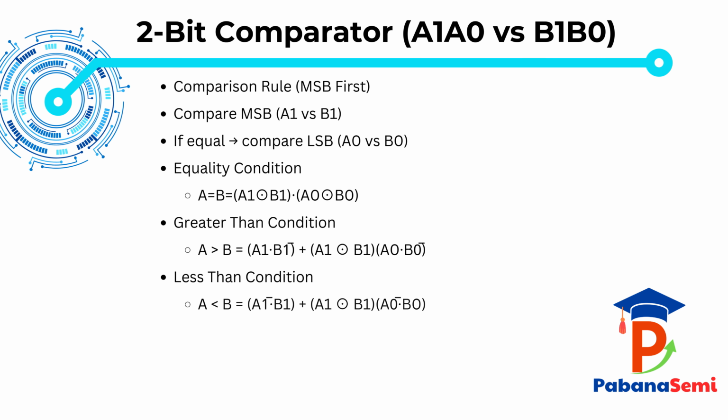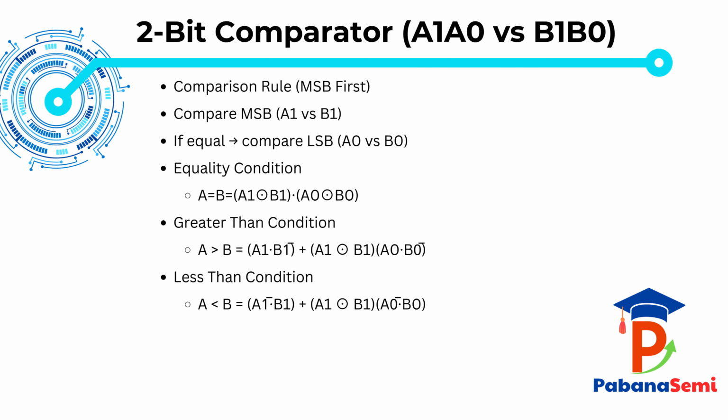Let's extend the concept to a 2-bit comparator, comparing A1, A0 with B1, B0. The most important rule is to compare the most significant bit first. Step 1, compare A1 with B1. If A1 is greater than B1, then the entire number A is greater. If A1 is less than B1, then A is smaller. Only when the MSBs are equal do we move to the next step: compare the LSBs, A0 and B0.